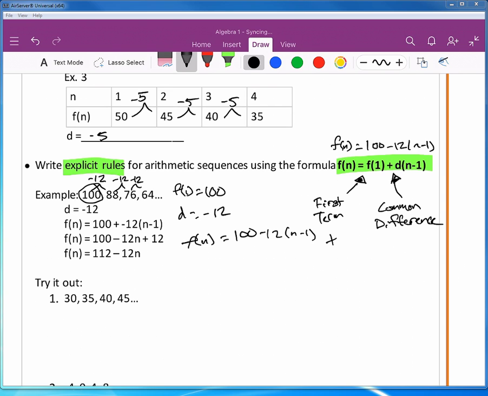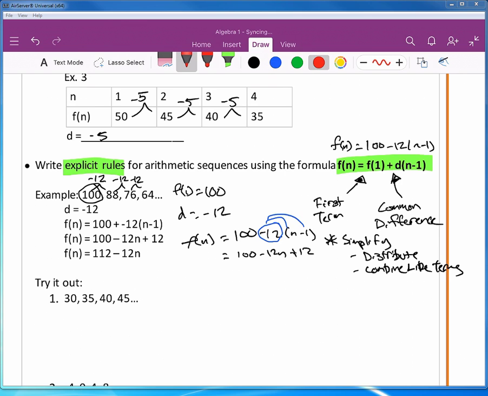Remember, our two steps for simplifying are distribute and then combine like terms. Okay, two parts to simplify. So distribute first means to get rid of the parentheses. This negative 12 is going to be multiplied by both terms. That's how you get rid of the parentheses. You multiply out the number in front. So 100, negative 12 times n is negative 12n. Negative 12 times negative 1 is positive 12, because a negative times a negative is a positive.